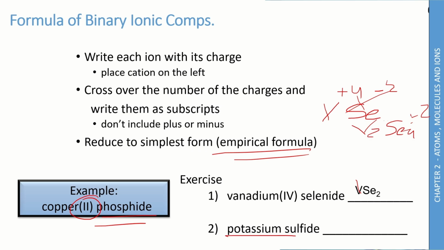And how are we going to do potassium sulfide? The same thing. I know sulfide is -2, that's sulfur, and potassium is +1. So when you cross the charge, it's going to be K2S. Good?